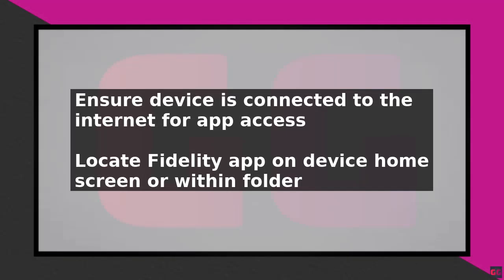To open the Fidelity mobile banking app, start by ensuring your device is connected to the internet. Next, locate the Fidelity app on your device, which is typically found on the home screen or within a folder. If you have not downloaded the app, visit the App Store on your device, search for Fidelity, and follow the prompts to download and install the app.